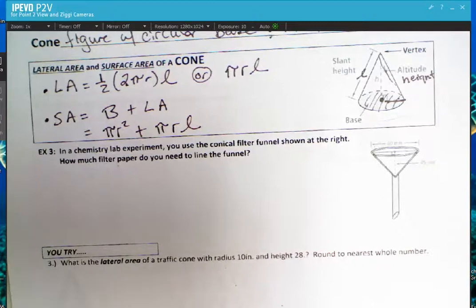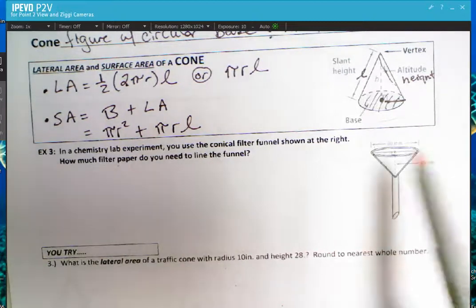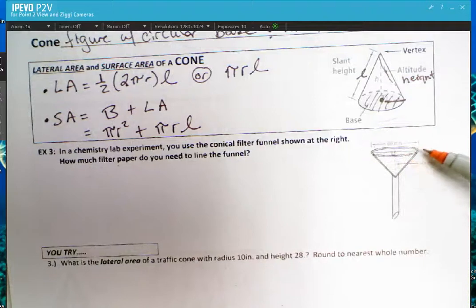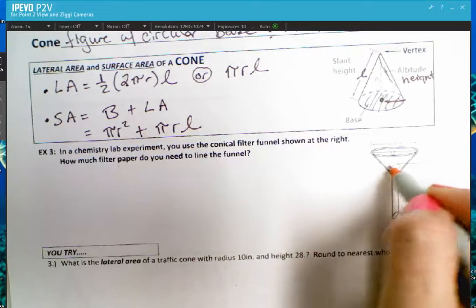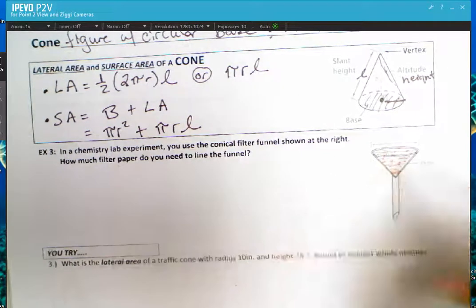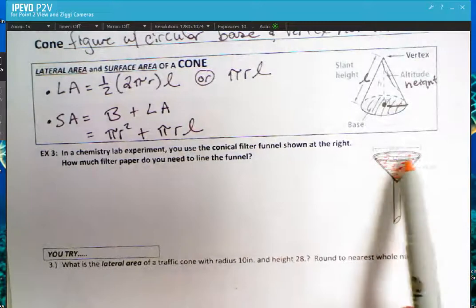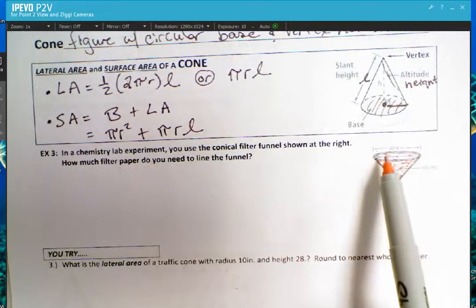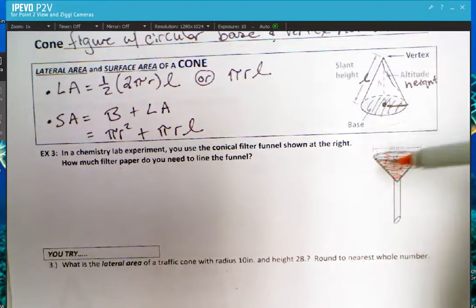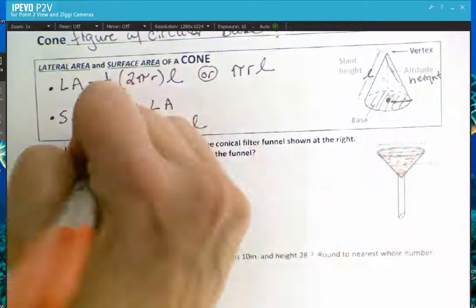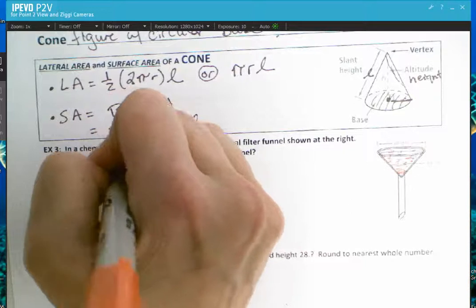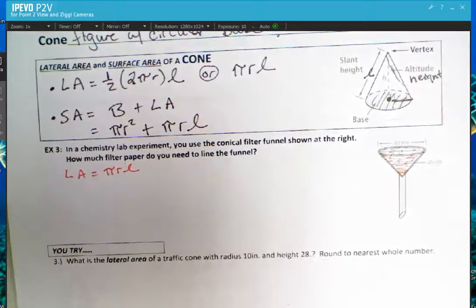So let's take a look at, we are in a chemistry lab, and you use this conical filter, a funnel, and it's going to funnel down whatever you're filtering through. But along the inside of this funnel, we have some filter paper. So there's some really thin filter paper hanging out inside here. The paper is not going to go across our funnel, so I'm looking just for the lateral area because the paper is going to sit in there along the edges of my cone. So I know I need the lateral area. The lateral area for a cone is pi r l.